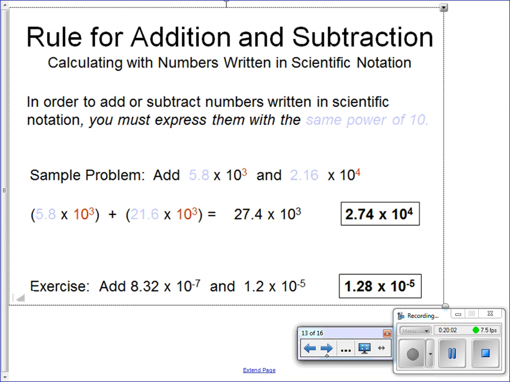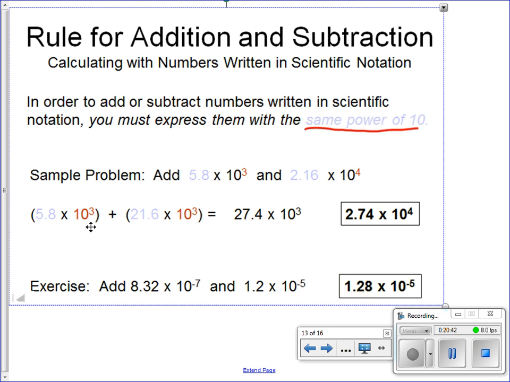Okay. Lastly, adding and subtracting in scientific notation. I think this is slightly more challenging even than multiplying and dividing. In this case, you have to have the same power of 10 before you can do anything. So, same power of 10. Here we have 5.8 times 10 to the third, and we want to add it to 2.16 times 10 to the fourth. Do they have the same power of 10? No, this one has a 3 and this one has a 4. So what I like to do is try to get it to the one that generally has the smaller exponent, or the one closer to 0.